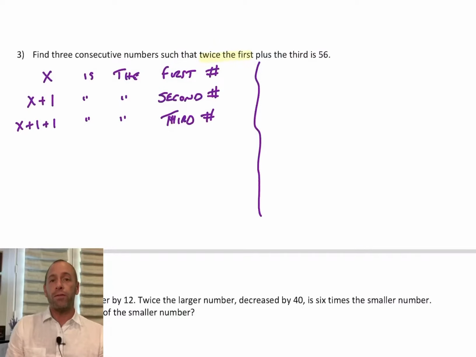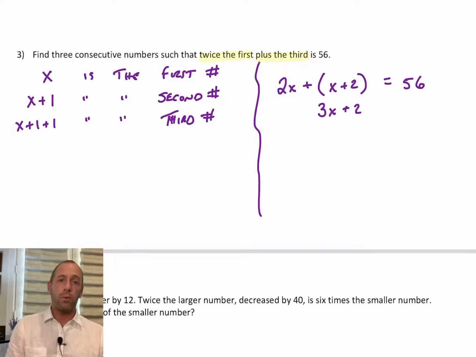So now that we've defined our variables, we're going to read carefully to set up the equation. It says twice the first, so the first number is X. Twice that would be 2X. Plus the third, that would be X plus 2. And that sum is going to equal 56. Now that we've set it up, we can combine our like terms, use inverse operations, and we will determine what x is.